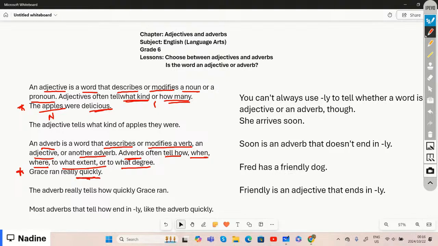All right, so quickly is our adverb. Well done. And you must remember also that most of our adverbs that tell you how end in ly. So most of the adverbs that tell us how end in ly, like your adverb quickly, hurriedly, sadly.